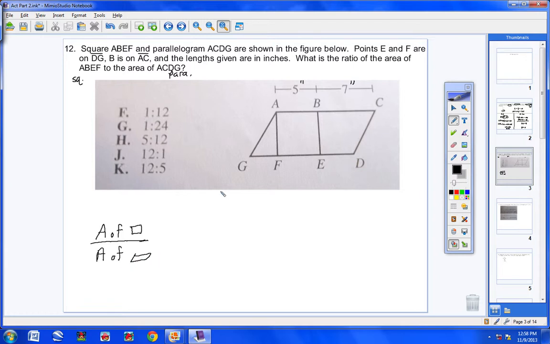By the way, what's the area of a parallelogram? Sorry about that. I forgot to give that to you. Area of a parallelogram is base times the height. Base times the height. So write that down. Area of a parallelogram. Okay.